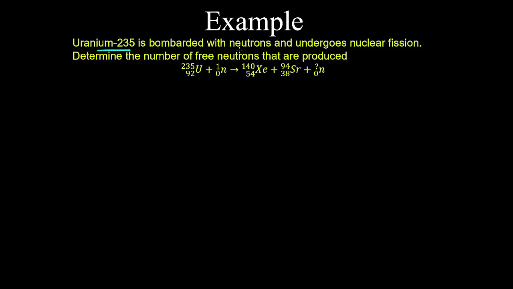Uranium-235 is bombarded with neutrons and undergoes nuclear fission. So that means the nucleus gets split up into smaller nuclei. And we're asked to determine the number of free neutrons that are produced. Well, on the left hand side, we have a total mass number of 236. And on the right hand side, we have 140 plus 94, which is 234, plus our unknown number of neutrons. So if you solve this equation, you get the number of neutrons that are produced being equal to 2.